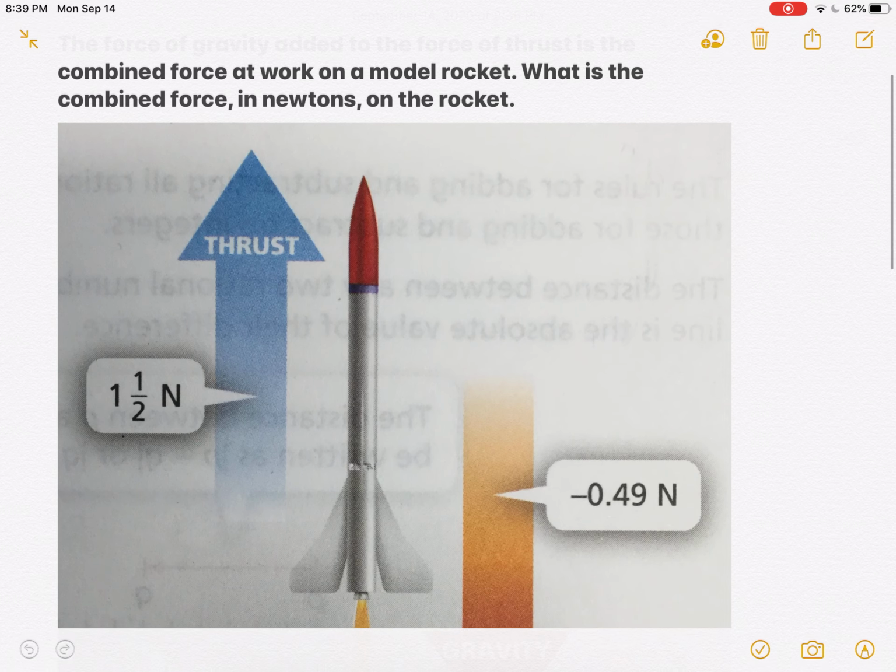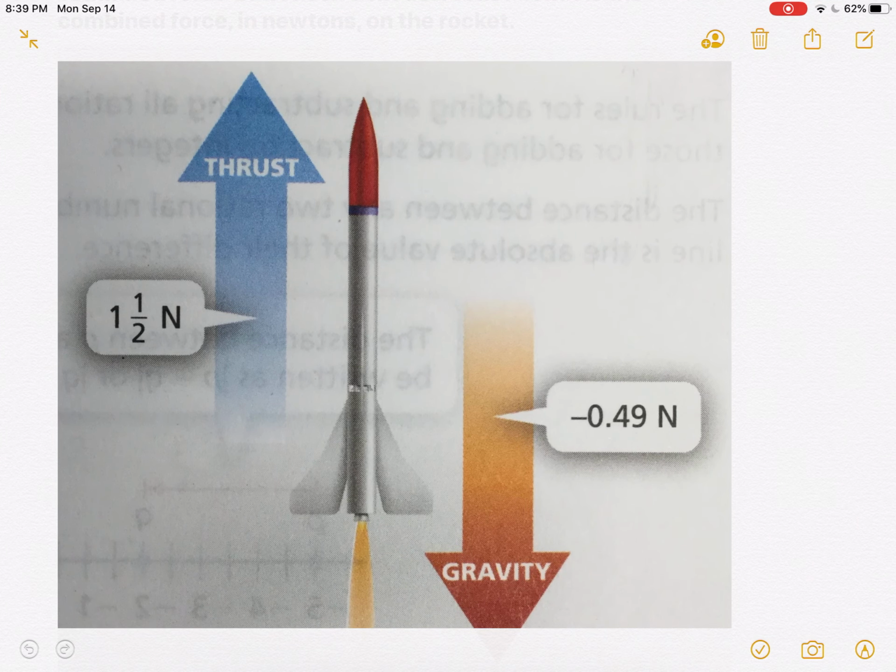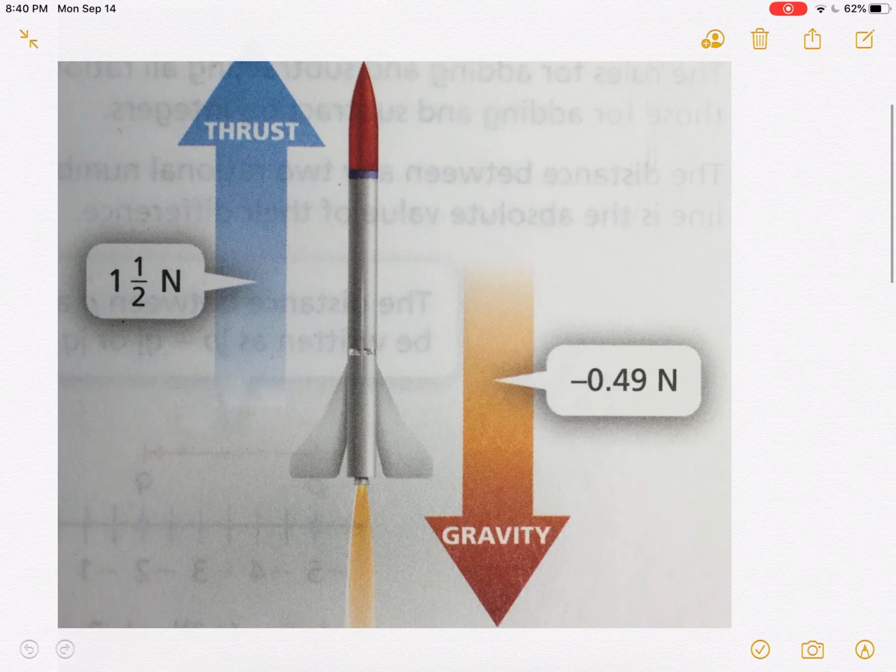So you can see we have a thrust of 1.5 newtons up, and then -0.49 newtons because of the gravity. So we have that negative because that's a force down. Gravity is pulling that rocket down towards the earth. However, because of the thrust upward, it's still able to move upward. If we compare 1.5 to -0.49, we can see that 1.5 is greater than 0.49 if we're just looking at those absolute values. So we know our rocket is moving upward. It's not dropping yet, right?